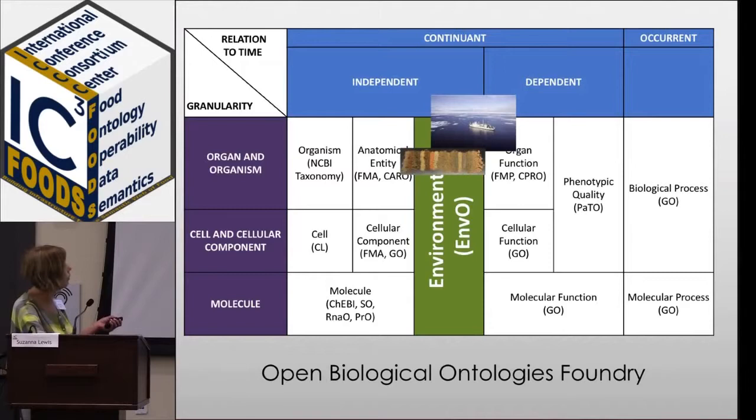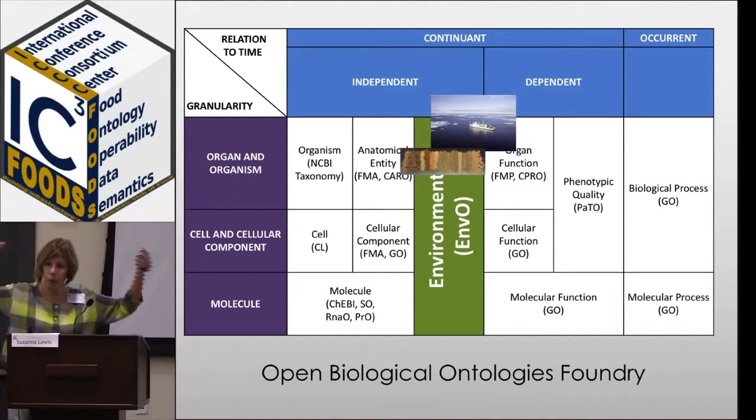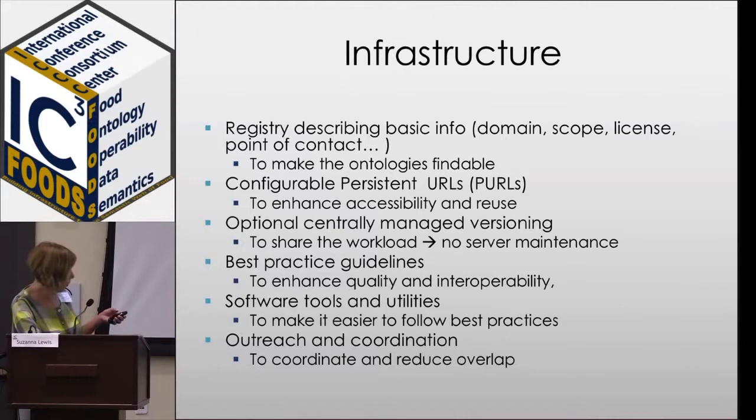The other thing is trying to get all of these things to cover that sort of grid of biology. And also as far as infrastructure, what the OBO Foundry provides is a registry. You have to find things. If you want to know what ontologies are out there, this is a place where you can register.